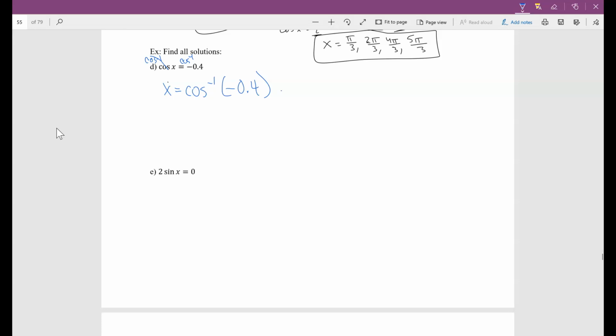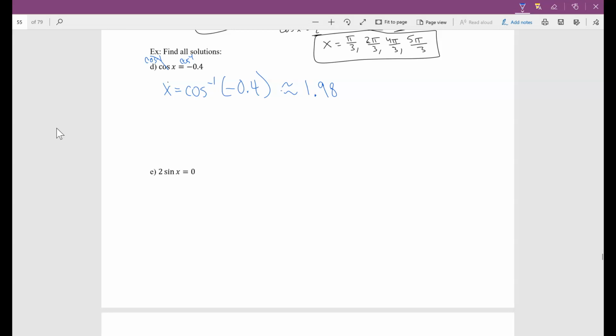If you want the approximation, all you have to do is put this in your calculator. So let's go ahead and put in cosine inverse, and let's change this to radians. So we're going to do cosine inverse of negative 0.4, and what you're going to get is about 1.98.